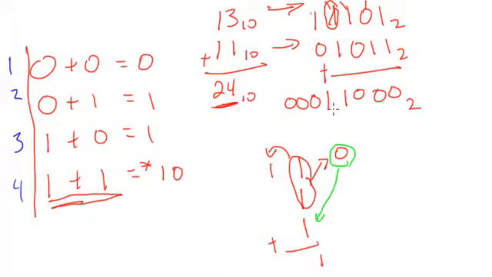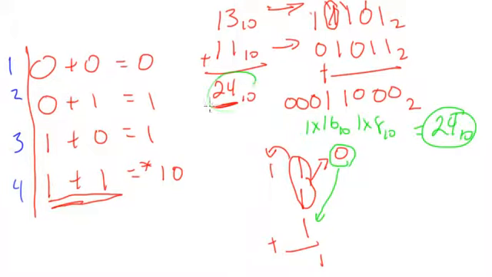So now we can say this is the 16's place. Here the decimal number equivalent is 1 times 16 in base 10, and then 1 times 8 in base 10. So 16 plus 8 is, you guessed it, 24 base 10. So we know that this matches, and we're good to go.